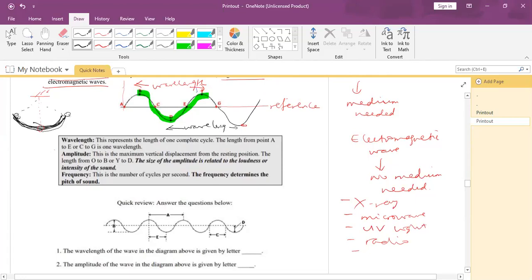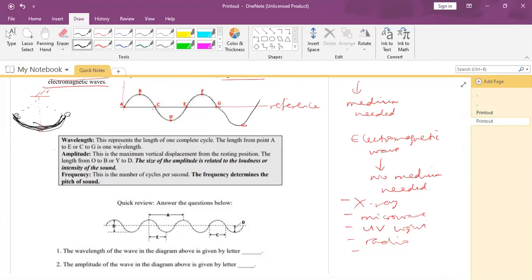That's a wavelength. Once you identify a complete cycle, the distance from the starting point to that point becomes your wavelength. Sometimes they draw diagrams and ask you to identify the wavelengths and so on. As I said, this represents the length of one complete cycle.